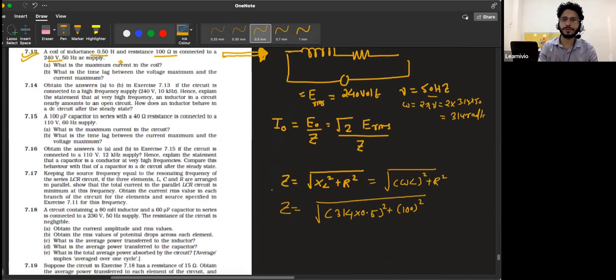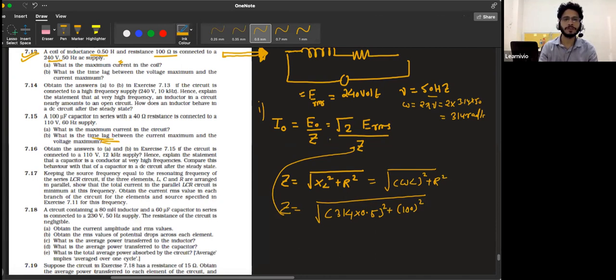So if you substitute this value of Z here, you will get the maximum current. And see, what is the next question? The next question is asking about the time lag. For calculating time lag, we first need the phase difference. Is this first part clear? I'm not calculating the exact value, it will take some time.